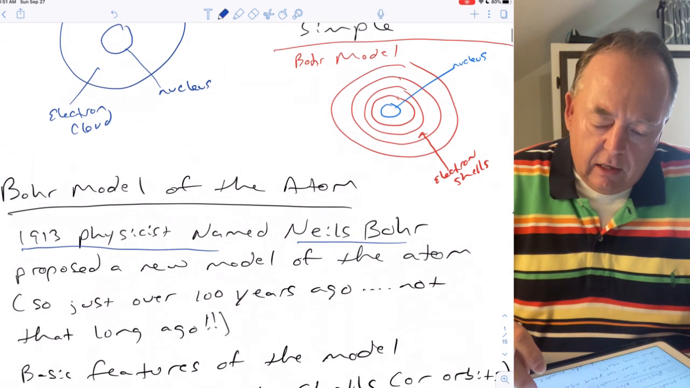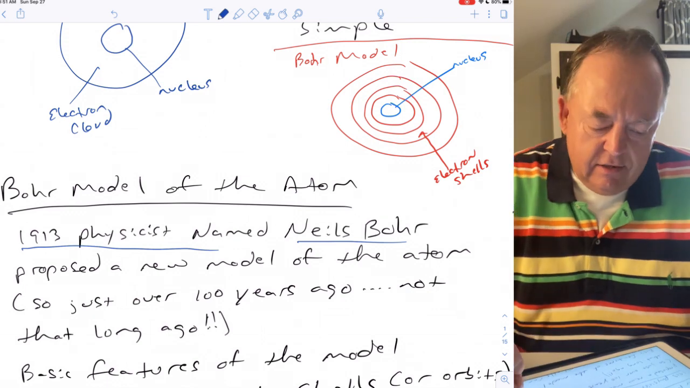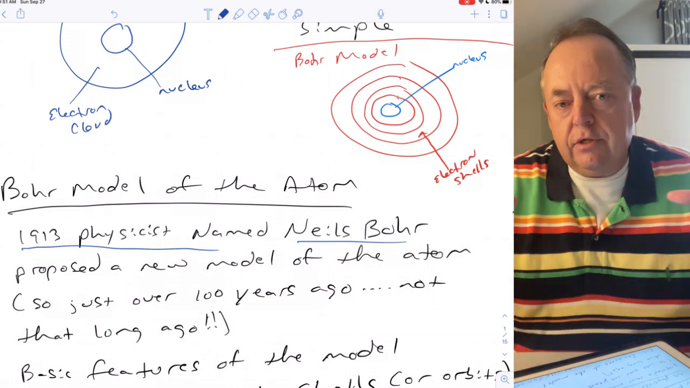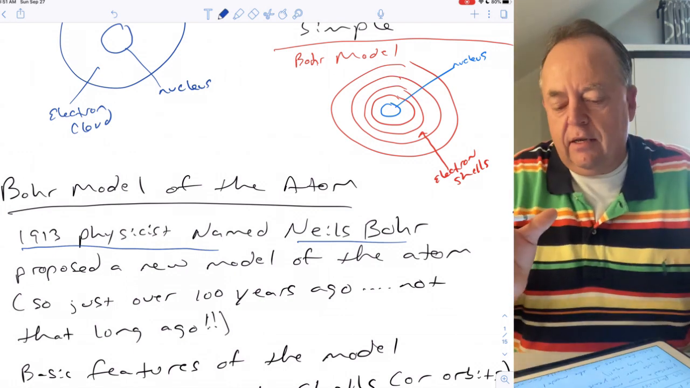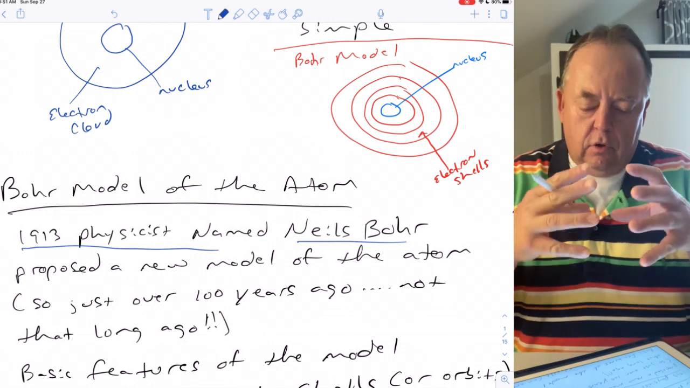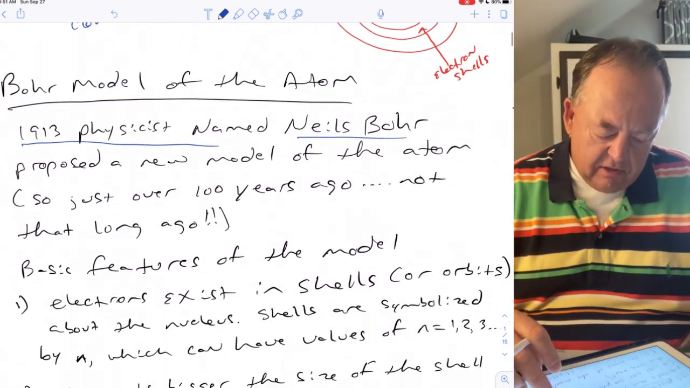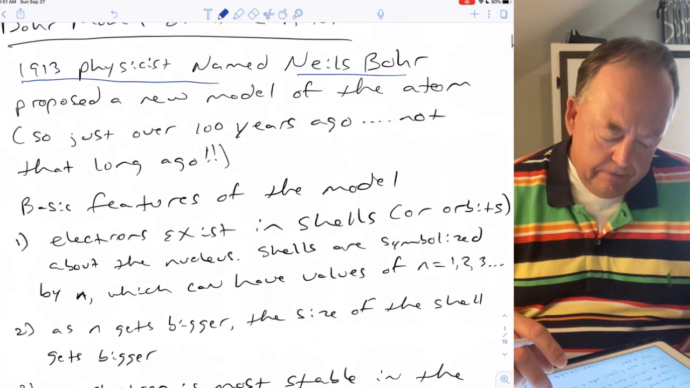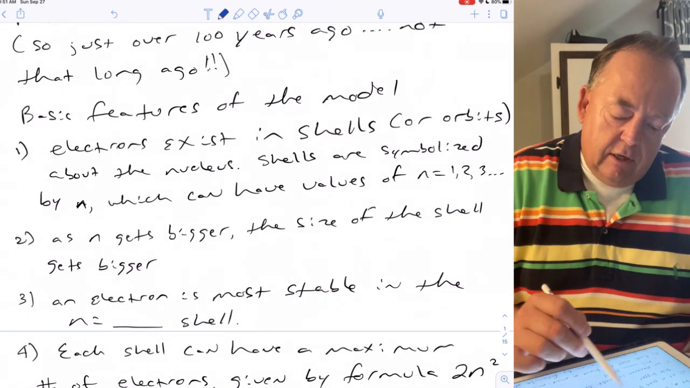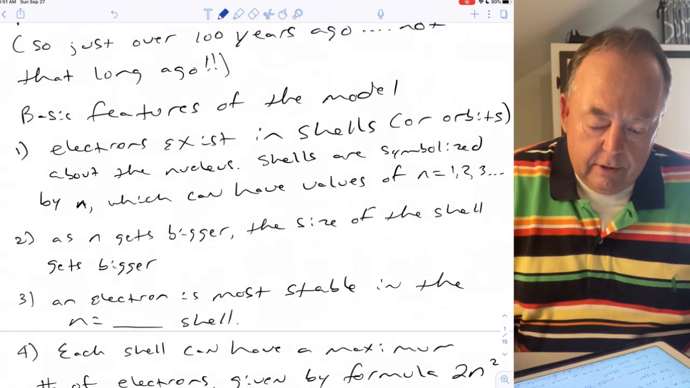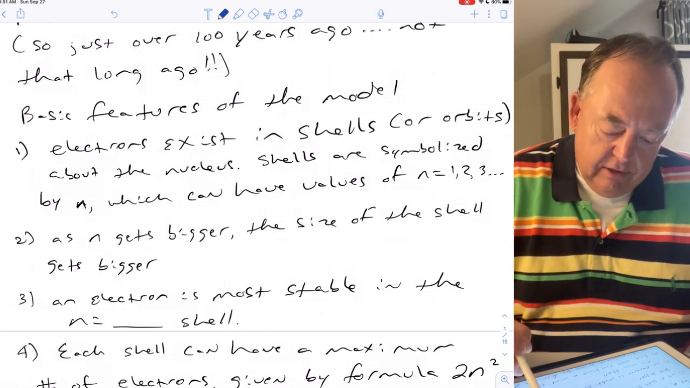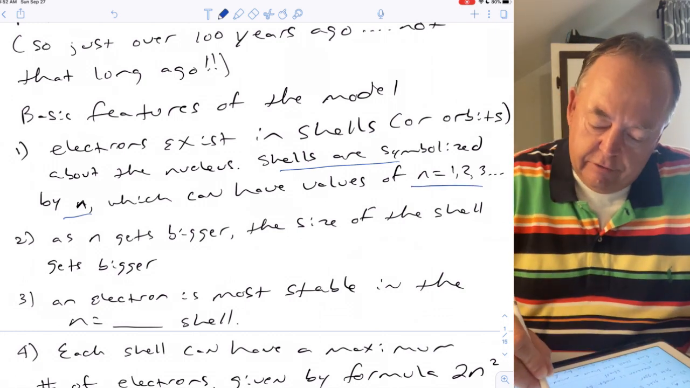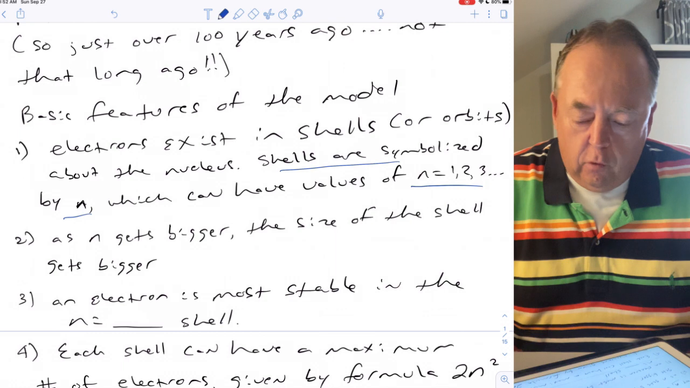Okay, so basically the Bohr model of the atom, nothing changes about the nucleus, but the Bohr model has electrons existing in shells about the nucleus, not just one big smear of electron density, but instead shells. So we'll go through basically 4 different principles from this model. First one: electrons exist in shells, sometimes called orbits or orbitals, about the nucleus. The shells are symbolized by n, which can equal 1, 2, 3, 4 on to infinity.